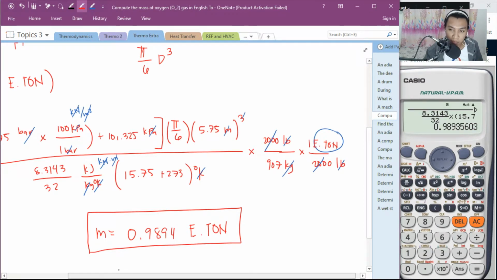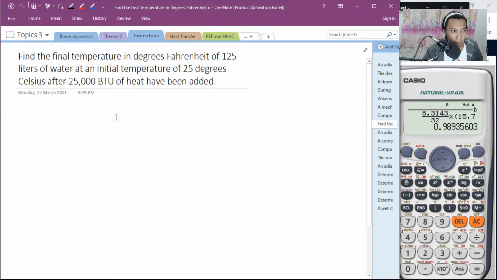Number 8. Find the final temperature in degrees Fahrenheit of 125 liters of water at an initial temperature of 25 degrees Celsius after Q have been added. Q. Final temperature.